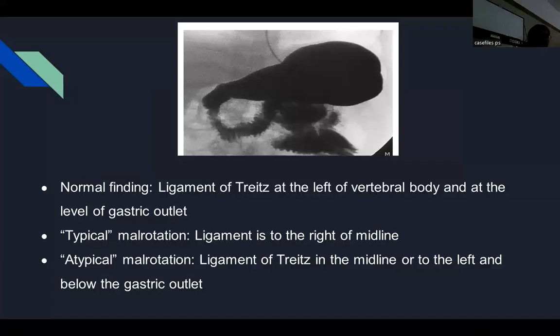In this contrast study, this is the stomach, which is distended, and this is the gastric outlet. This is the first part of the duodenum, second part, third part, and this is the DJ flexure. This DJ flexure should normally be towards the left side of the midline. This is the midline, where we can appreciate the vertebral body, the spine. Towards the left side of the midline is the normal study.